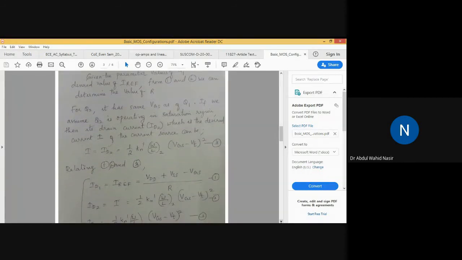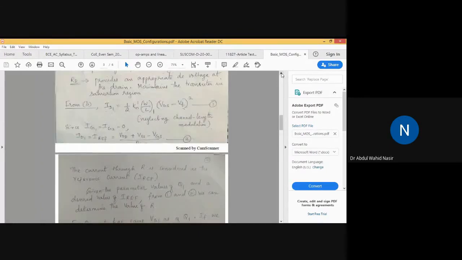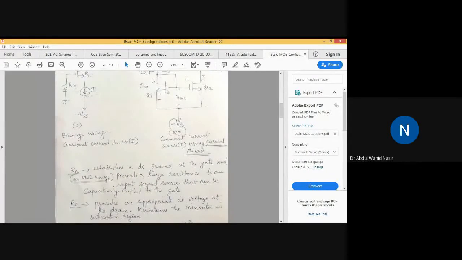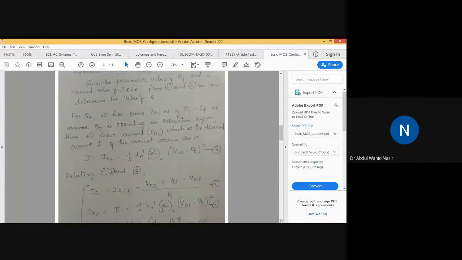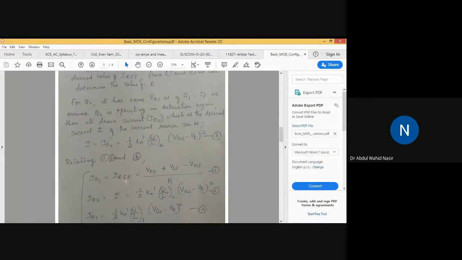So similarly for transistor 2, in the mirror circuit we have transistor 2 also here. This is your transistor 2. So we can write the drain current for this transistor also. We can write I is equal to ID2. This drain current of transistor 2 is I, the current that we are interested in.